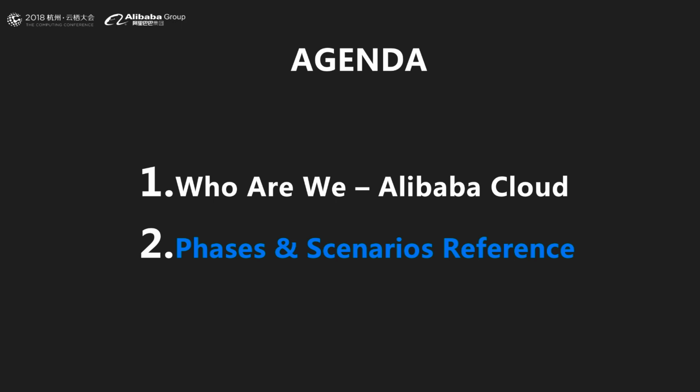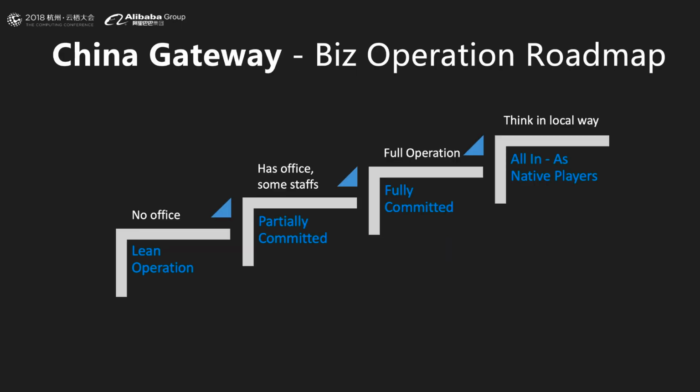Okay, so next, I am going to talk about the different China Gateway solutions based on the different Go China business phases, as well as the detailed scenarios reference. For the international enterprise to extend their business in China, the business operation roadmap usually has 4 phases, starting with no office in China and lean operation required as the first phase. The next phase is having an office and some staff in China and requiring business operation with partial commitment. With the growth of their China business, they will go to the third phase, which has full business operation with full commitment in China. Finally, their business operation will be all in, just as native players thinking in the local way in China.